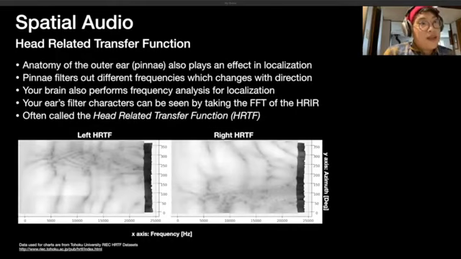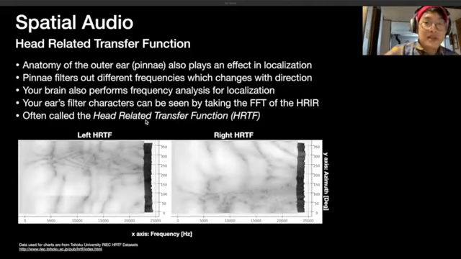So the time of arrival and level differences are actually not the only cues that your brain uses to localize sound. There's actually a lot of other cues that are used, but this is another big one. It turns out that the shape of your outer ear plays a big effect in localization as well. The ridges and valleys in your outer ear will essentially filter out different frequencies, and so that frequency characteristic is also encoded in the impulse response.